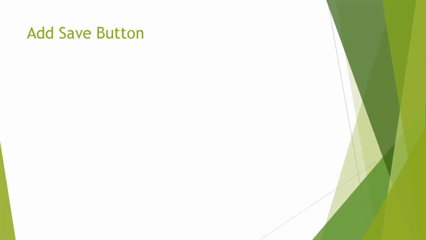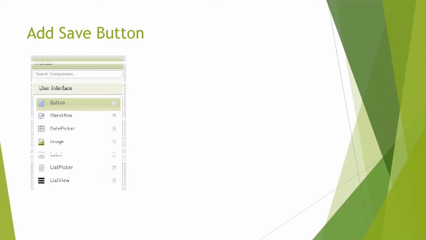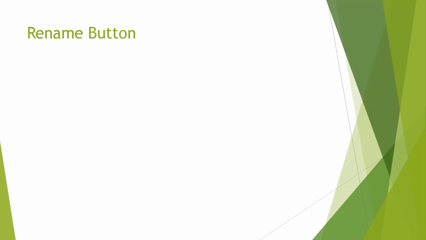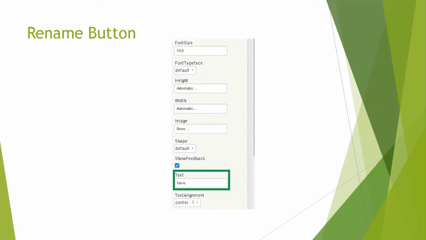Now let's add a button, that will be used for saving drawing. From left side palette, select Button. Drag it under Vertical Arrangement. Select Button. From right side Properties, select Text. Change its value to Save.